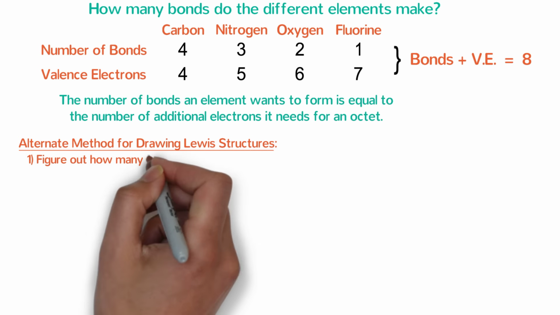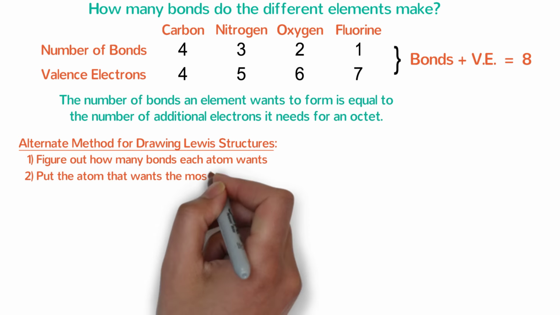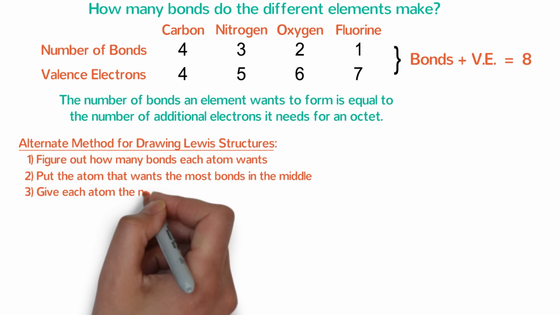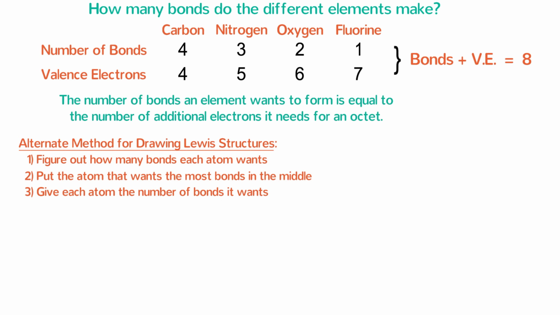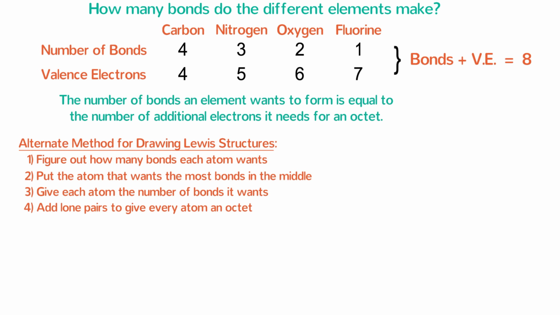First, figure out how many bonds each atom wants. Second, put the atom that wants the most bonds in the middle. Sometimes, a compound may have more than one singular element, so we put the one that wants the most bonds in the middle. Third, give each atom the number of bonds it wants. And finally, add lone pairs to give every atom an octet, or duet for hydrogen.